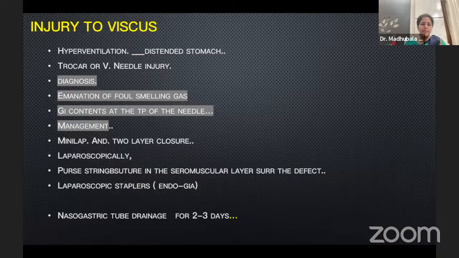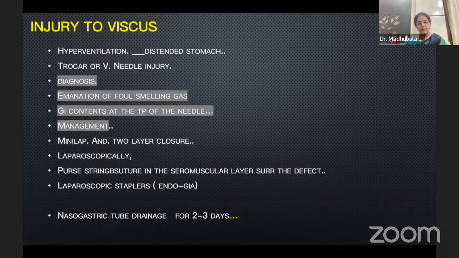Trocar or Veress needle injury, we have to diagnose. How do you diagnose? There will be emanation of foul-smelling gas, and you can see the GI contents at the tip of the needle. So management is you can do a mini lap and two-layer closure. Laparoscopically, a purse string suture in the seromuscular layer surrounding the defect can be done. Laparoscopic staplers are also used to suture. If you have one, you can use it. And post-operatively, patients should be kept nil orally with nasogastric tube drainage for 2 to 4 days according to the condition.